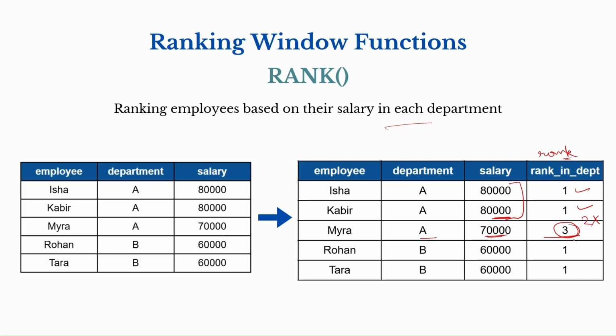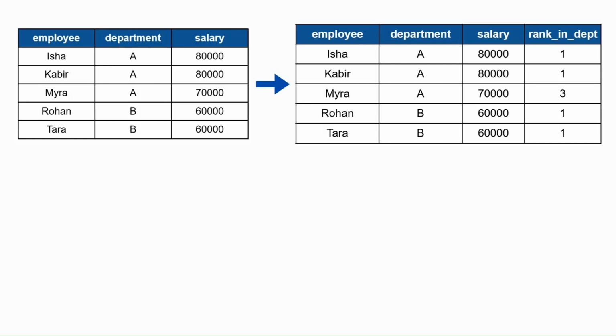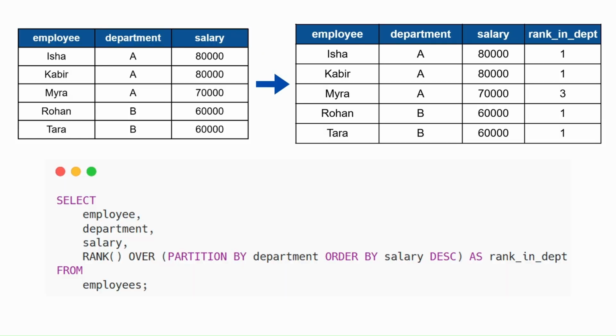So this happens because rank actually skips the next rank when there is a tie. Okay, so the skipped rank accounts for the number of people sharing the previous rank. That is one important thing that you need to know: the skipped rank accounts for the number of people sharing the previous rank. Okay, so when we write the SQL query for this, your SQL query would look something like this.